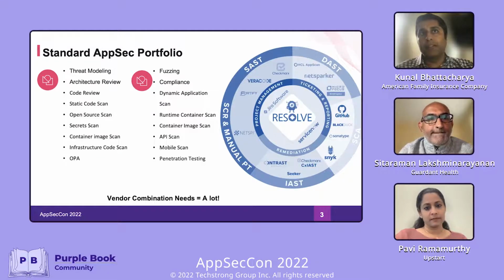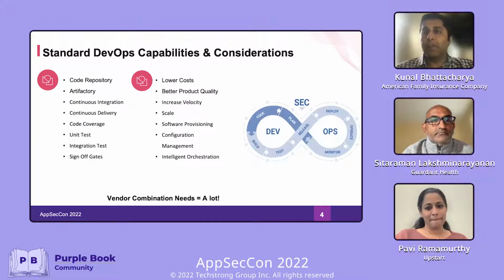But essentially, what I'm trying to say is a bunch of different things that we need to do in order to make sure that your code is secure. And this is an ever increasing list. Now, if that much complexity was not scaring you enough, then we have the DevOps capabilities and considerations. And as you can see, there's a lot of stuff here that needs to be considered. So when you combine the DevOps and the AppSec portfolio, you have DevSecOps. So there's a lot of combination of things that needs to happen and a lot of vendor combinations that is ongoing. So that's how I see the problem statement.